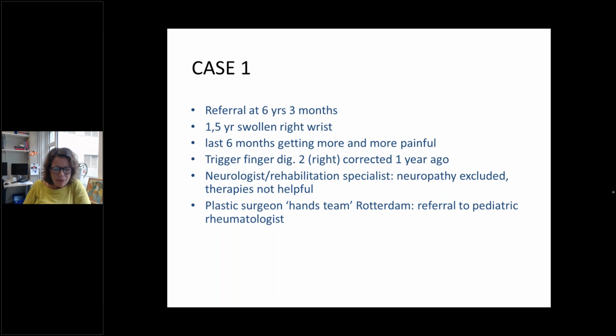She has been seen by a neurologist, a rehabilitation specialist, a new neurologist, a new rehabilitation specialist, and in the end, she was referred to the plastic surgeon in our hospital in Rotterdam. She actually came from the southern part of the Netherlands, and was shown to the plastic surgeon because they are specialized in hands and they didn't know what to do. I have a good connection with the hands team in Rotterdam, and that's how she came to our pediatric rheumatology ward.